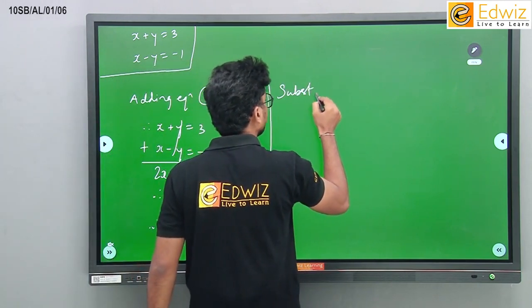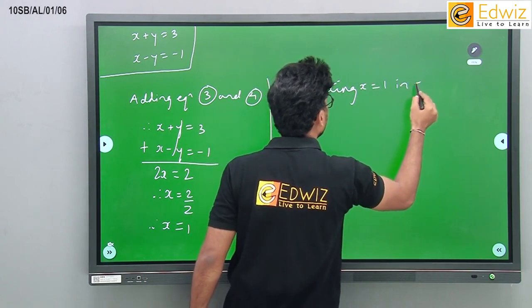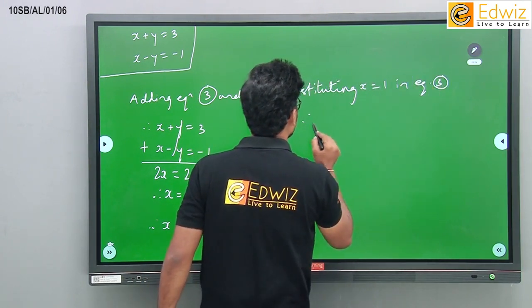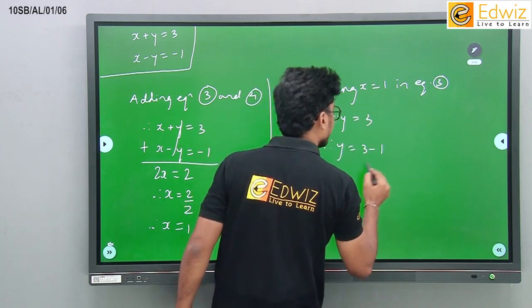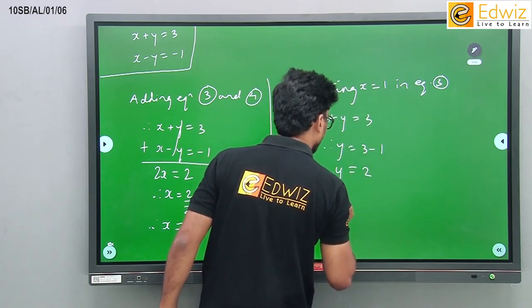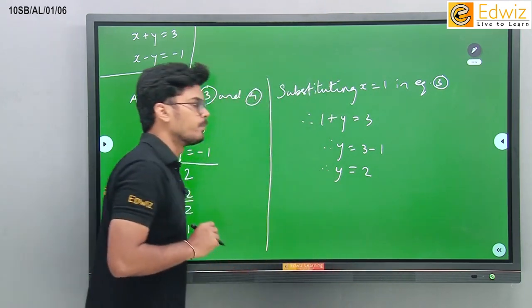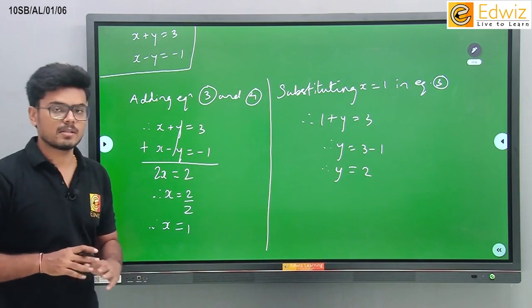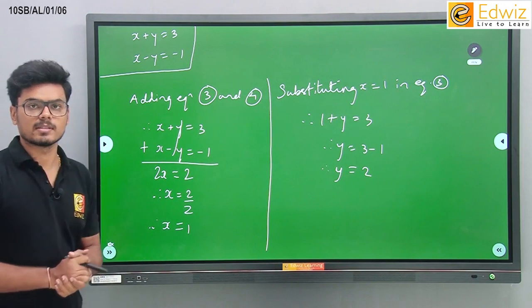Substituting x equal to 1 in equation number 3. So you will get 1 plus y equal to 3. The value of y is 3 minus 1, that is 2. Okay, so the value of y is 2. With this, we are done with this question. This final step, take a minute to note this down, then we will conclude the session.